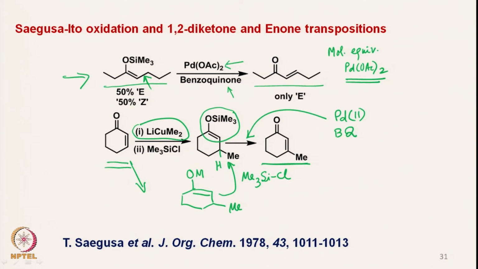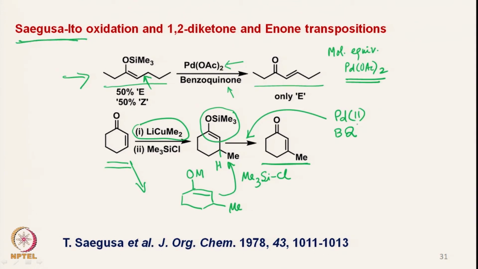Now two things which are important. One, of course, is that Saegusa was a Japanese chemist, and Ito, they were the ones who did the reaction first, and therefore this is called the Saegusa-Ito reaction.